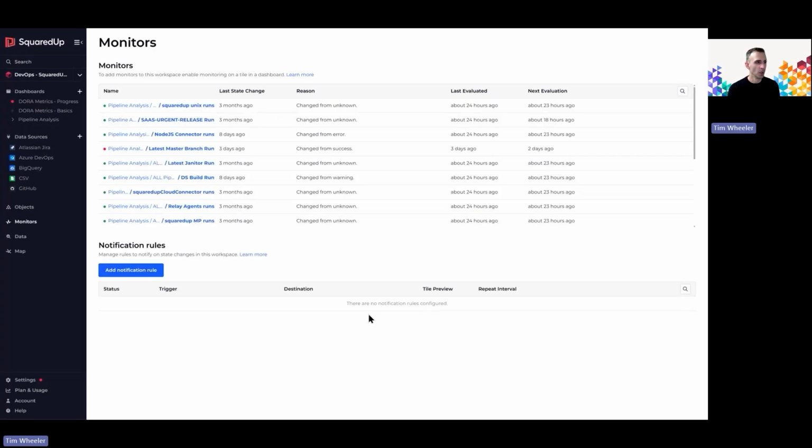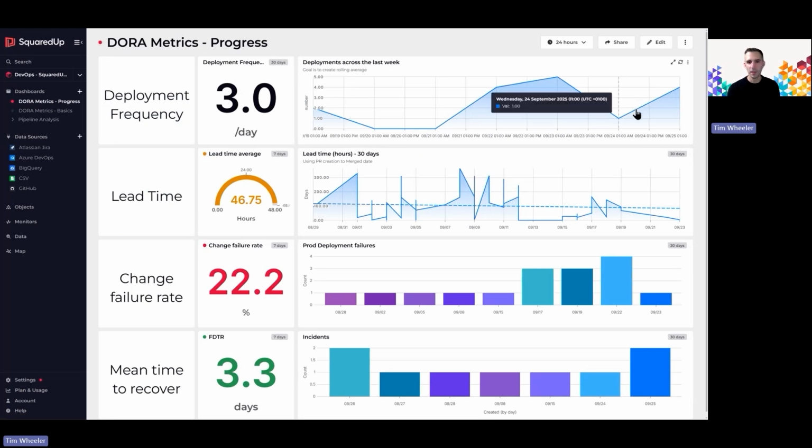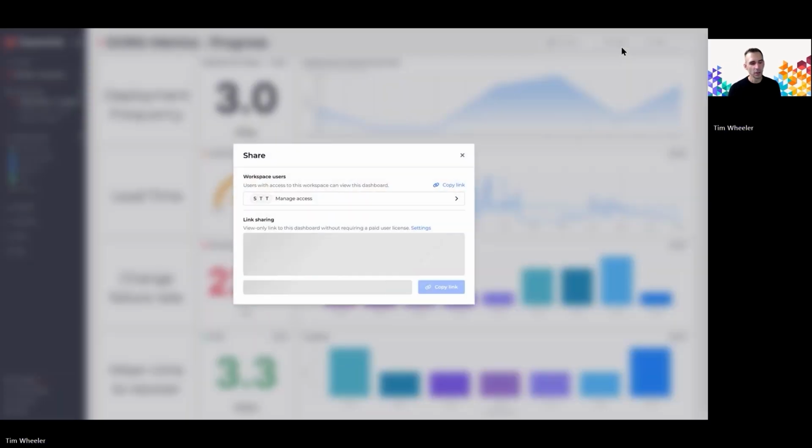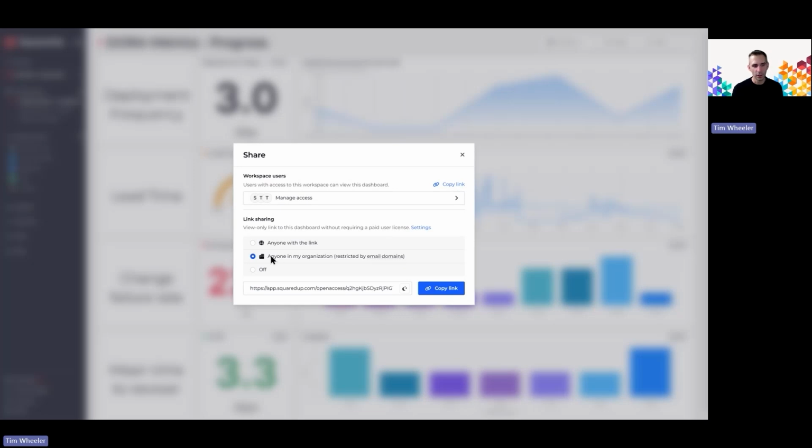Now that's pretty cool. But actually, probably my favorite feature for this is our ability to share this. So in SquaredUp, you don't need a license to see these dashboards. You can create what we call an open access link. So here I can tick anyone in my organization. I can click copy, I can send that link out, and it will create a read-only version of that dashboard.